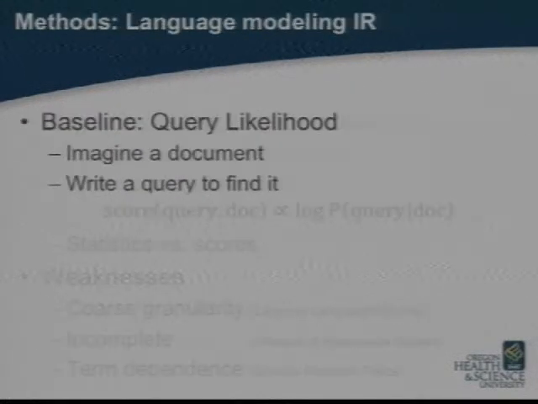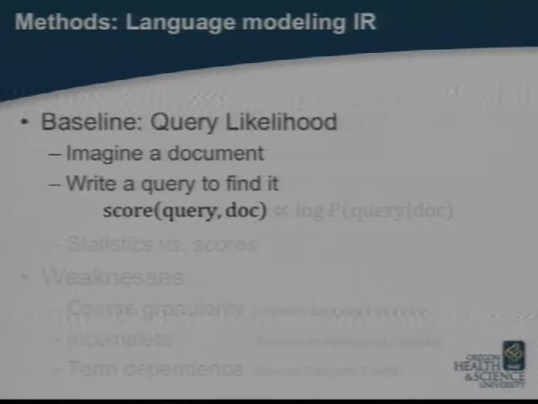Here's what the methods that we use to actually do the search. The general approach is called language modeling and information retrieval, language modeling IR. And the baseline model is the query likelihood model. It's really simple intuition. Basically, you think, I'm looking for this particular document. Here's the words and phrases that I think are likely in this document. I'm going to stick those in my query, and I'm going to write my query to find that document, right? So that's the intuition behind it.